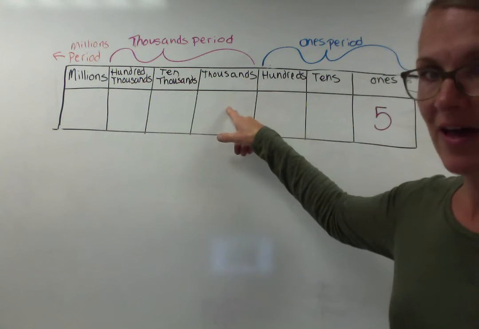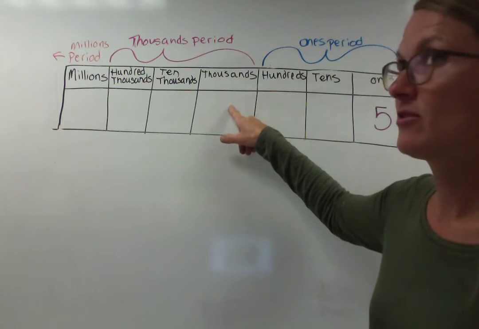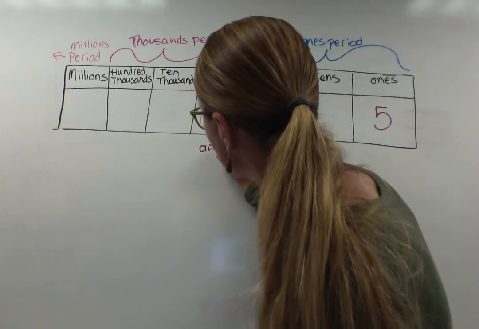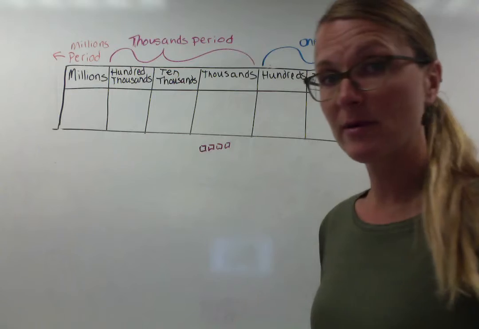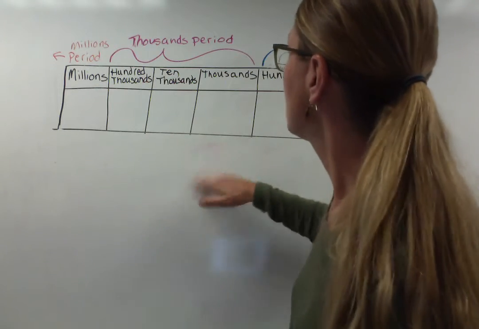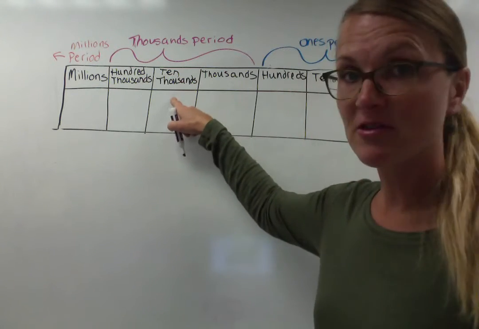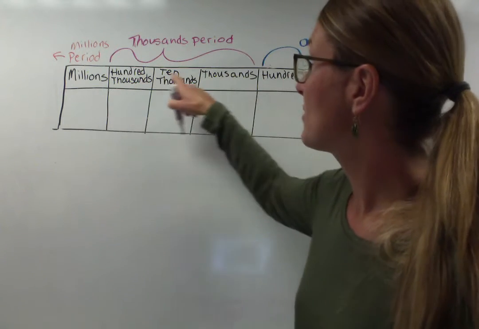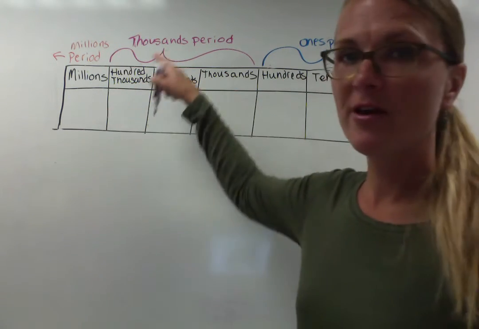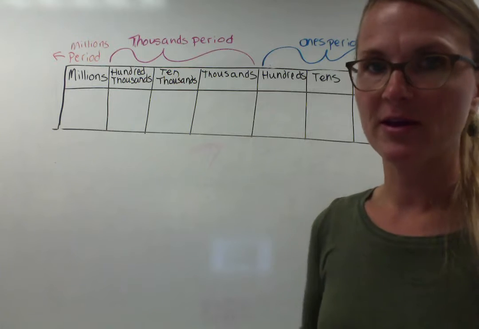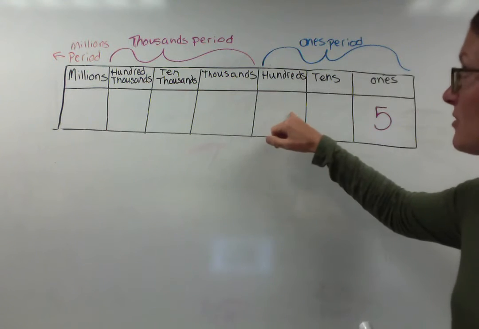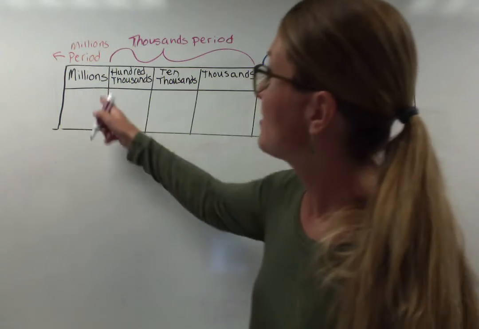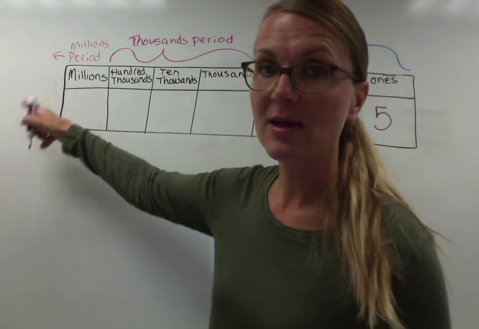This is 1,000, so it's made up of 1,000 little ones blocks. I'm not going to draw 1,000 little ones blocks. And then the 10,000s place is made up of 10,000 ones, and the 100,000s place is made up of 100,000 of those. So that's why they call it the thousands period. The ones period is made up of a certain number of ones. The thousands period is made up of a certain number of thousands. And then you have the millions period, and it would keep on repeating.